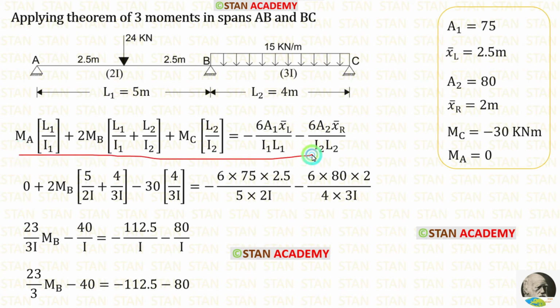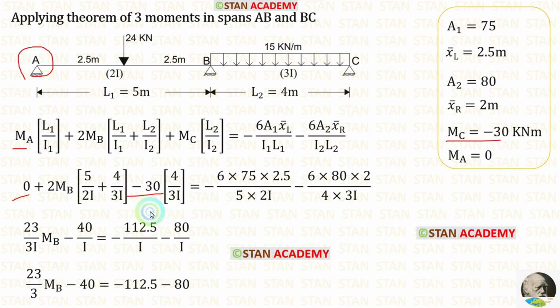In this equation, let us apply the values. L1 is 5, L2 is 4, I1 is 2I, I2 is 3I. Area 1, x bar left, area 2 and x bar right, we have already calculated. Let us apply them. Point A is a simply supported end. There will be no movement. So MA will be 0. We have already calculated MC.